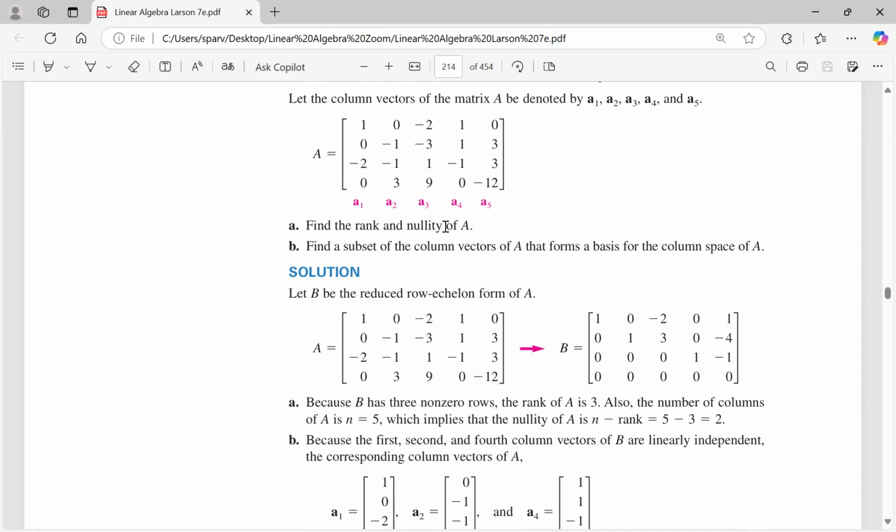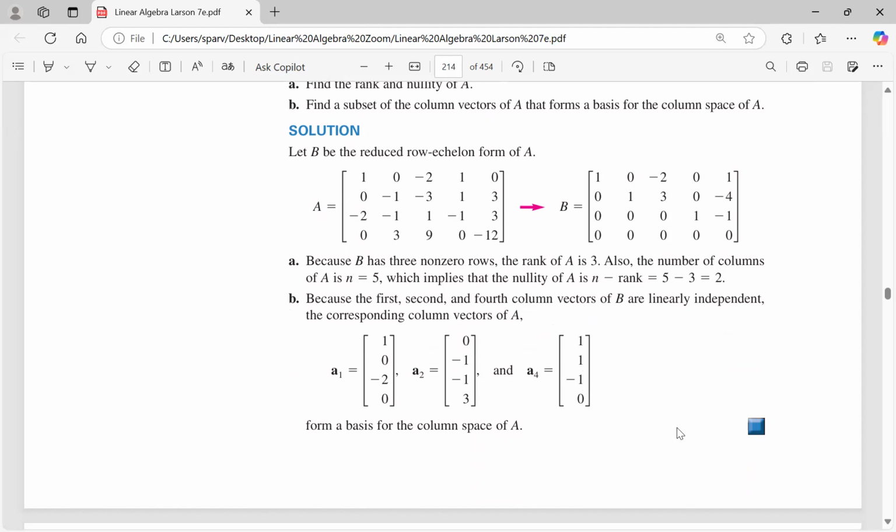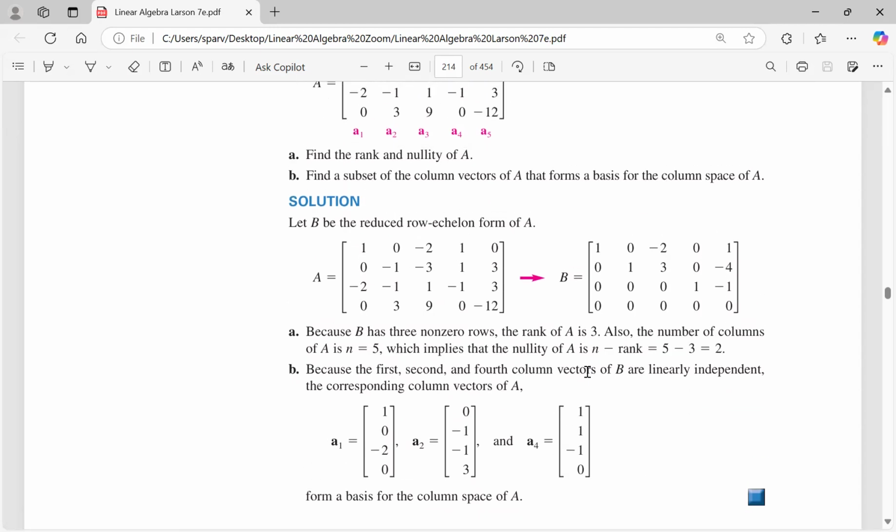It says find the rank and nullity. Everyone okay on how we do this one then? The rank you get from the matrix in reduced echelon form. The number of non-zero rows. That would be the rank. 3. First row, second, third row. N is the number of variables. N minus rank gives you nullity. Okay. And in part B, it says find a subset of column vectors that form a basis for column space.